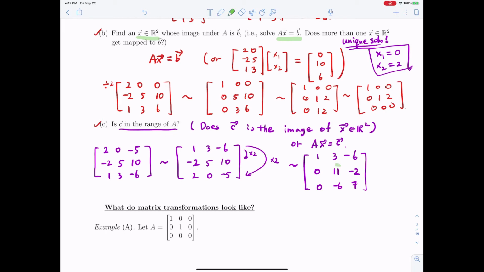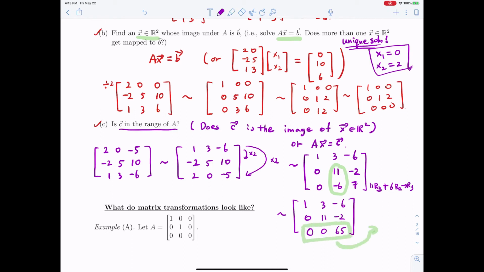Now, to cancel out this part, we're going to multiply R3 by 11, and then add 6 times R2. Then that gives you 1, 3, negative 6, 0, 11, negative 2, and 0, 0, and 65. So here, the last row gives you 0 equals 65, which is inconsistent. So we can conclude that the vector C is not in the range of the given matrix A.